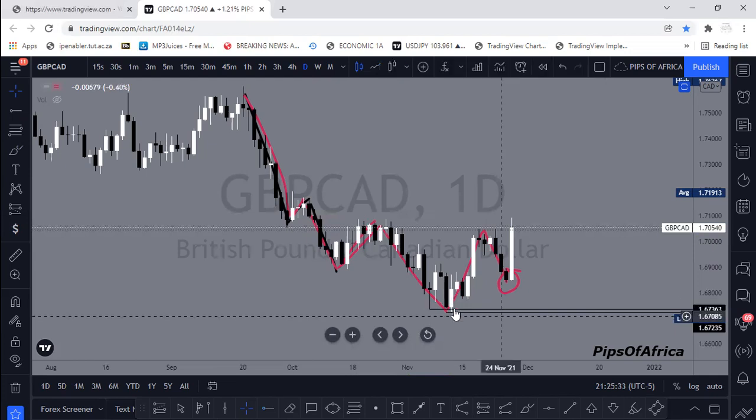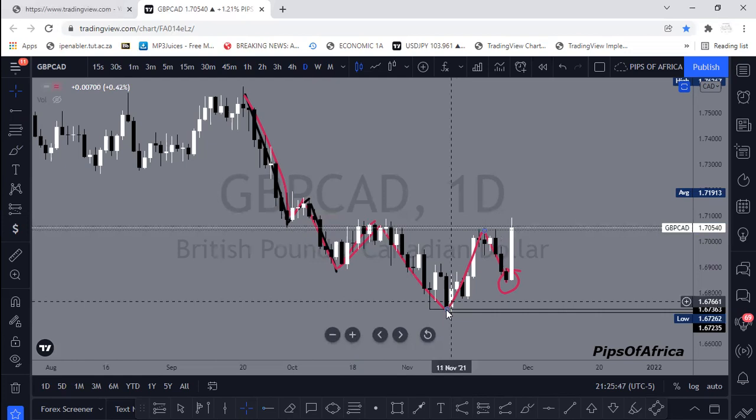Why did the market go inside here? Why did it go below this low? The reason for that was to grab whatever liquidity was resting below here. So what pushed the market up this far? That is the question that you must ask yourself. All right, let me answer that question.